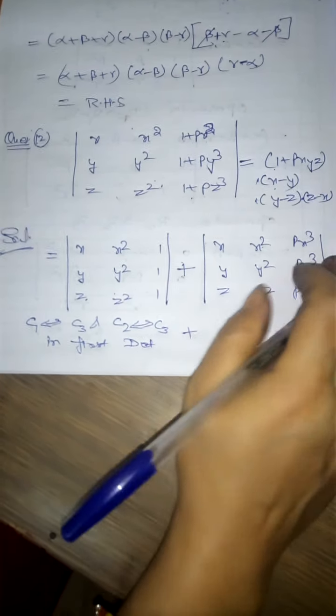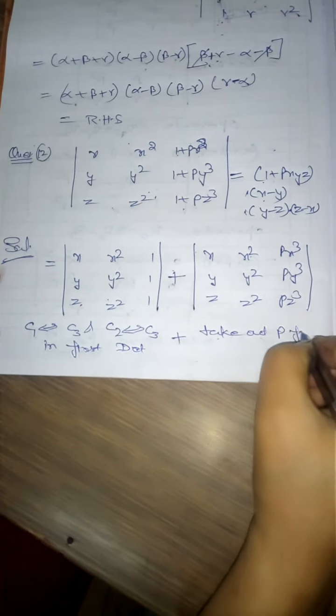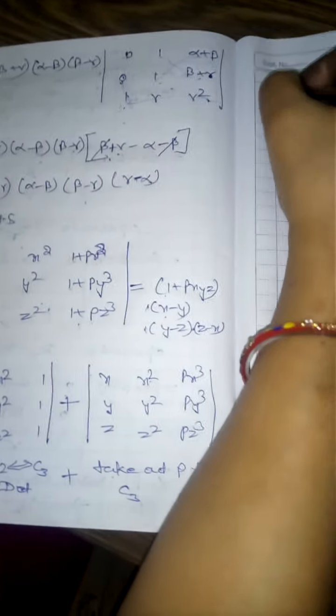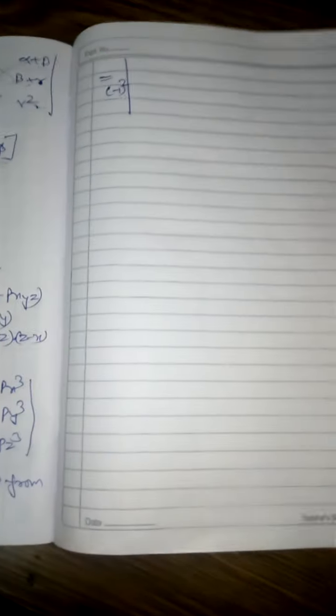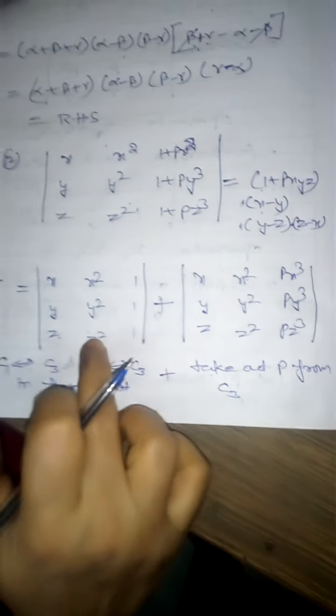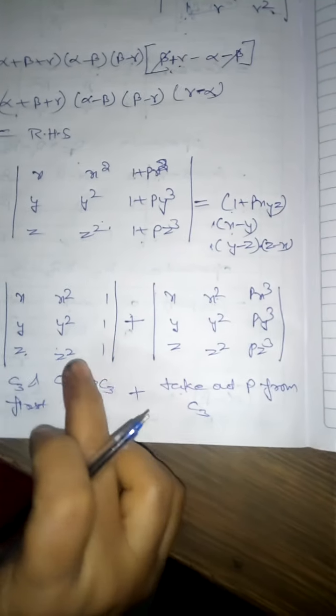Plus, and here we will take p common from C3. Now in this determinant, after changing, what will come here? Minus 1 square, because when we change C1 into C3, minus will come, and again when we change C2 into C3, again minus will come, then minus 1 into minus 1 plus 1.